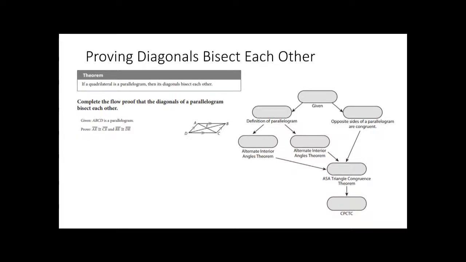All right, so a little different here. We're still kind of operating off of CPCTC and all these ideas, but this is about the diagonals. All right, so they do tell us in the theorem, if a quadrilateral is a parallelogram, then its diagonals bisect each other, which basically means that AE has to be congruent to CE, because they're perfectly cut in half, so they have to be the same. And then that BE has to be congruent to DE, and that's exactly what we have to prove here.